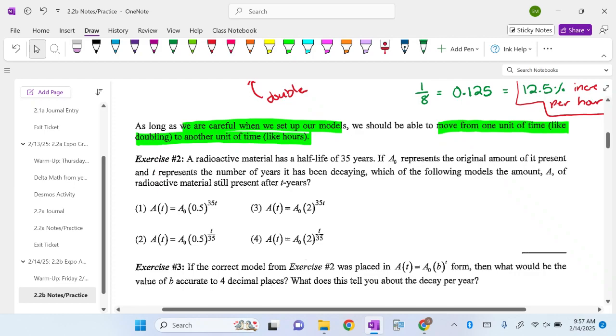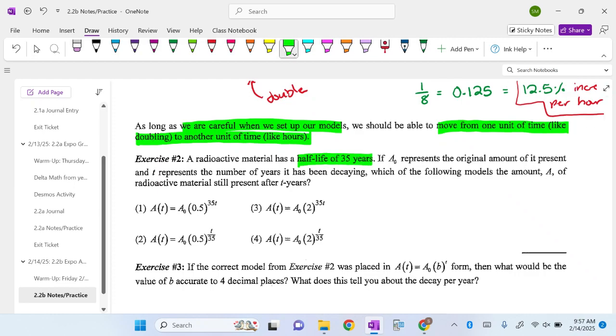With radioactive material, it has a half-life of 35 years. If A of 0 represents the original amount and T represents the number of years it has been decaying, which of the following models the amount A of radioactive material still present after T years? So let's talk about this. Has any of you taken chemistry yet or physical science? Do you remember talking about half-lives, kind of what that means?